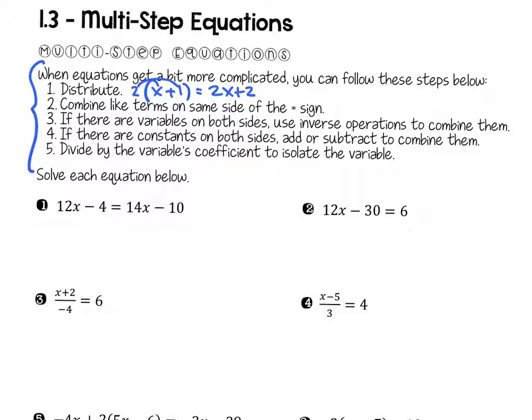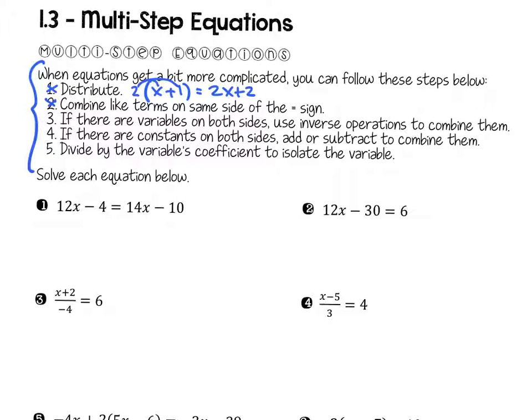This first question doesn't have parentheses, so we're not going to be distributing. I know I don't need to do that, so I can go to step 2. Combine like terms on the same side of the equal sign. I look on the left side and on the right side. Neither of those have like terms, because 12 has an x, negative 4 does not. So those are not going to be like terms there. So I'm done with step 2.